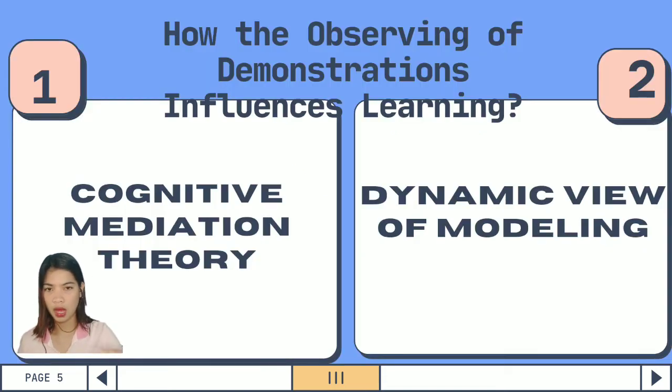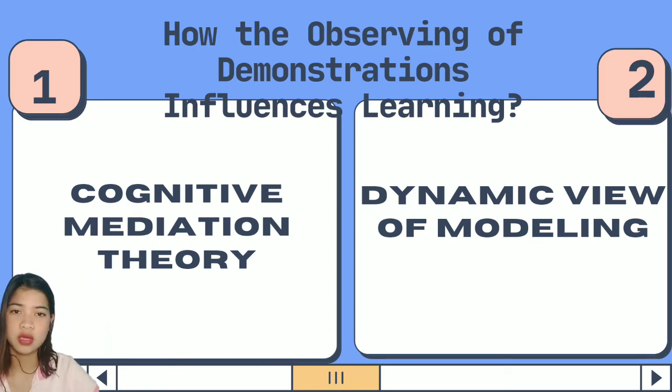How does observing a demonstration influence learning in terms of learning theory? An important question is why observing a demonstration benefits motor skill learning. There are two different views proposed to answer this question: the cognitive mediation theory and the dynamic view of modeling. First, let's introduce the cognitive mediation theory.